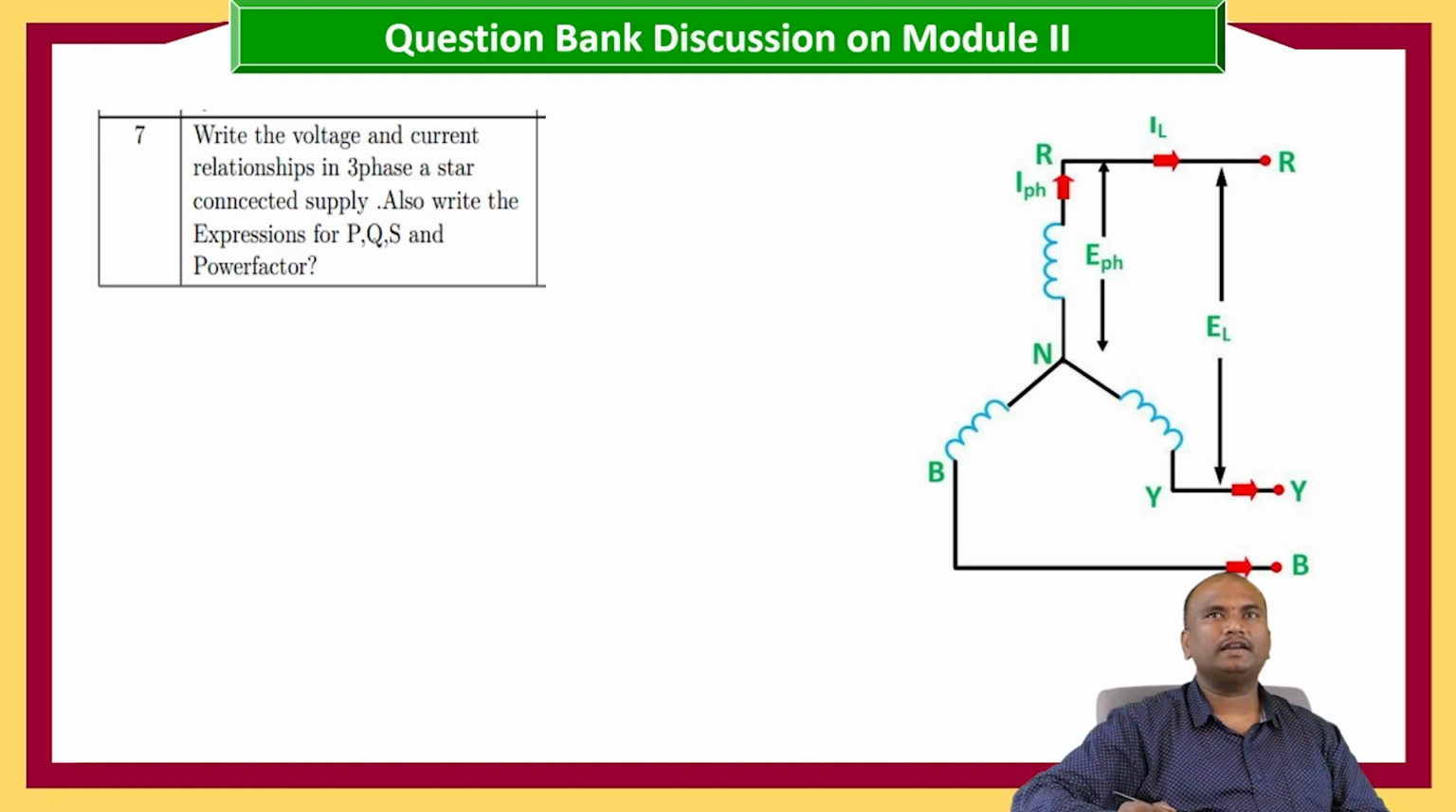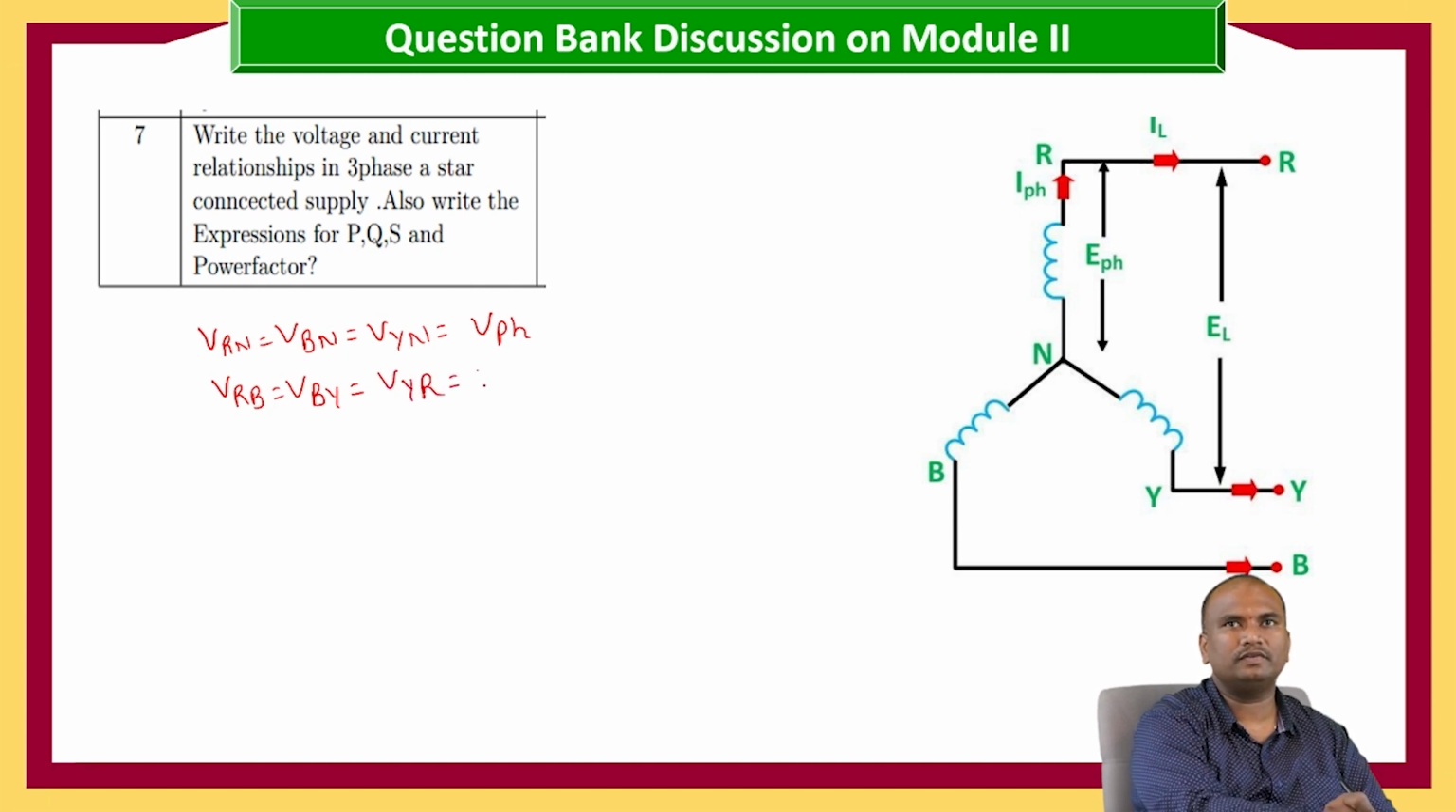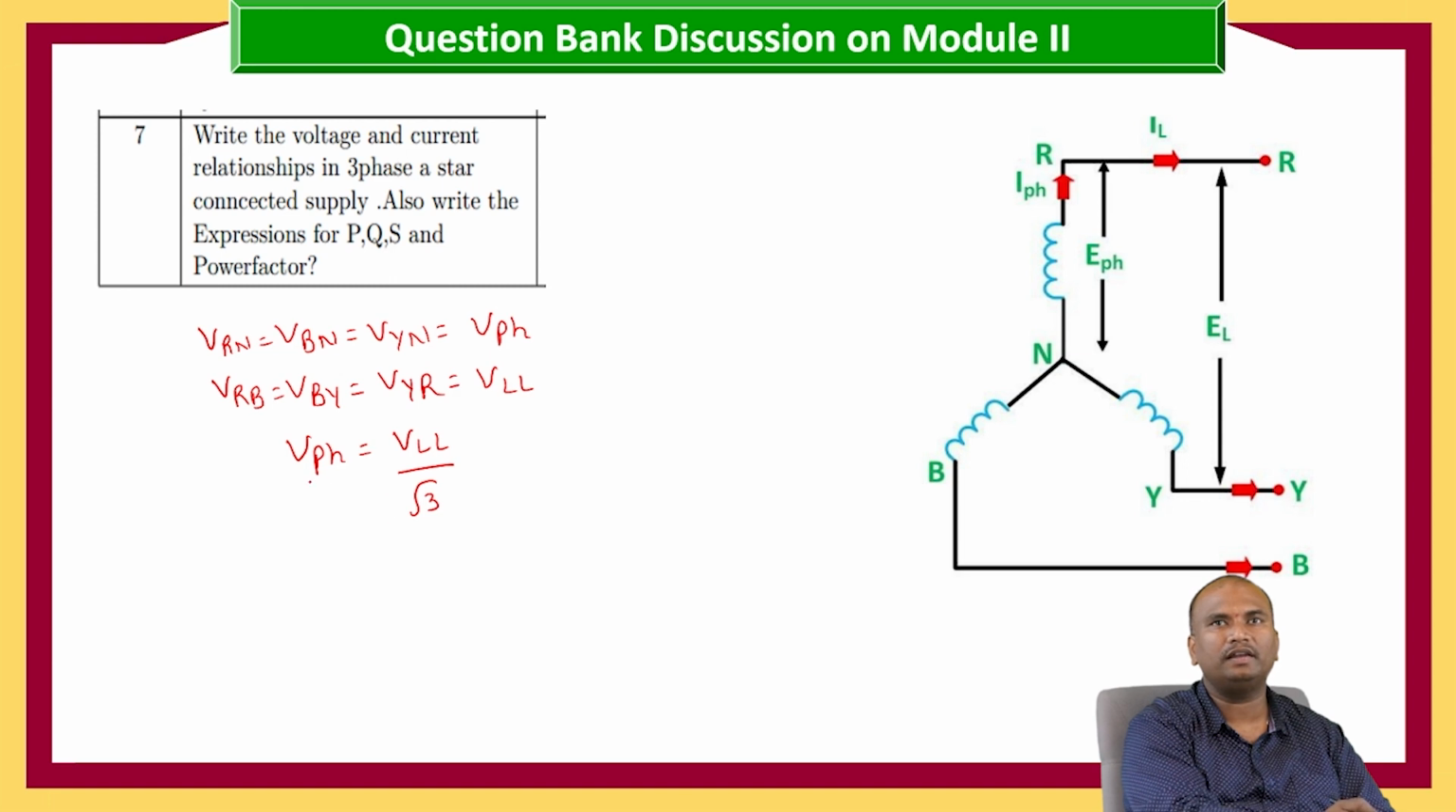Now write the voltage and current relationships in a three-phase star connected supply. Also write the expressions for P, Q, S and power factor. Here VRN is equal to VBN is equal to VYN, which is equal to V phase. VRB is equal to VBY is equal to VYR, which is equal to V line to line voltage. So here V phase voltage is equal to V line to line by root 3. And IL is equal to I phase. Line current is equal to phase current in the star connected system.